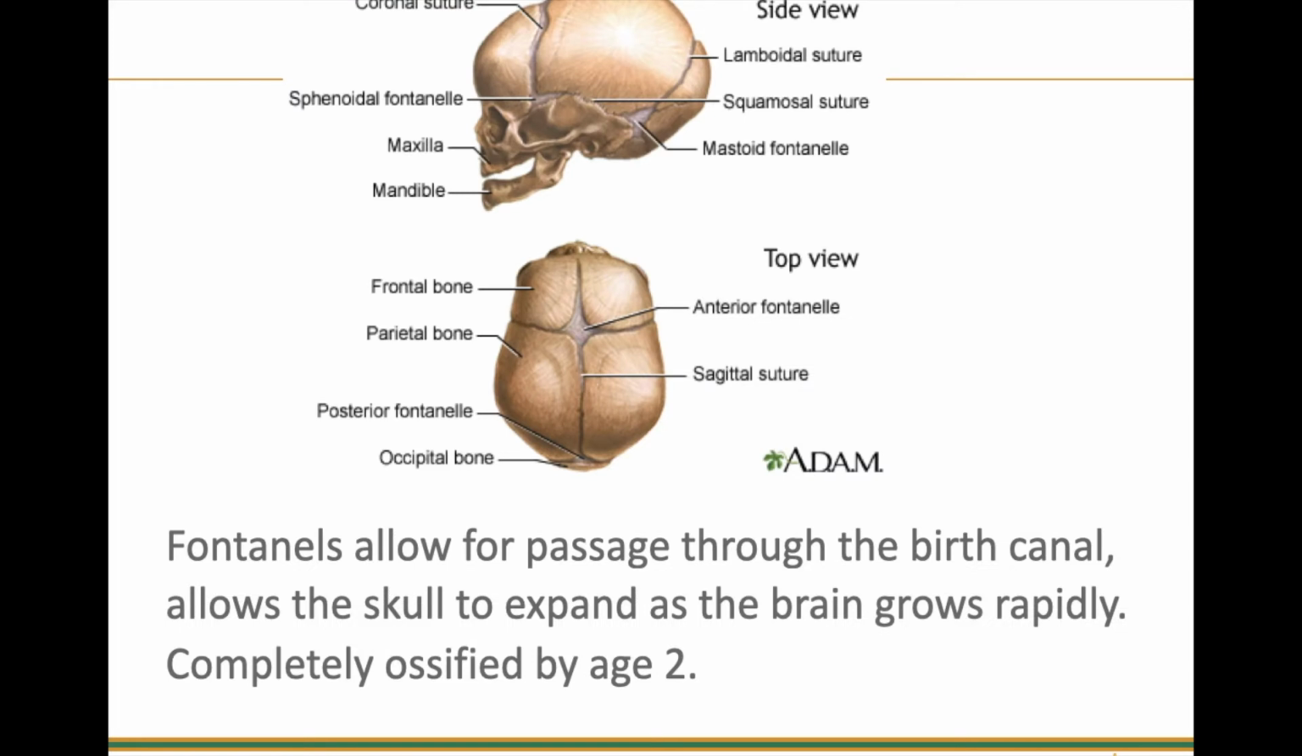Then we need to know why a newborn has fontanelles. So this picture shows a fetal skull, and you can see the anterior fontanelle and the posterior fontanelle. Those are commonly called soft spots. They allow the baby to pass through the birth canal easier. That's why babies come out with a cone head. They also allow the skull to expand as the brain grows rapidly. In your first couple years, your brain grows really rapidly, and they are completely ossified by the age of 2.